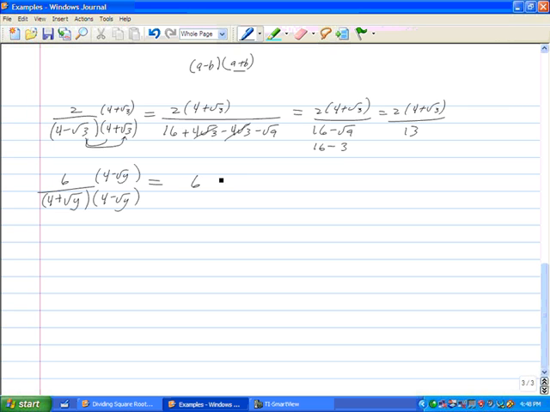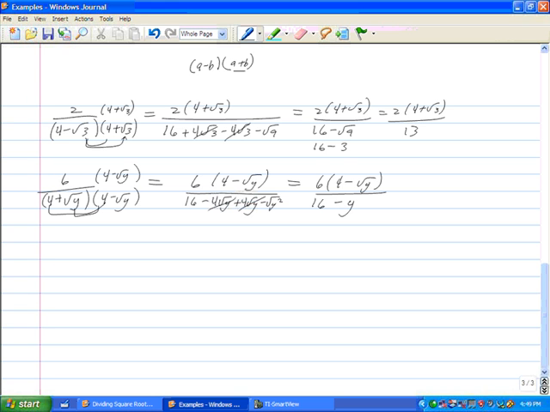I'm going to leave the 6 sitting out. I'm never in a hurry to multiply that in. The book might give you a final answer with that multiplied in, but it's really not a big deal. First times first is 16. Outer product is minus 4 square roots of y. Inner product is plus 4 square roots of y. Last times last is minus the square root of y squared. Okay, and again, leaving this alone for the moment. 16, inner and outer cancel. Square root of y squared is y, and there.